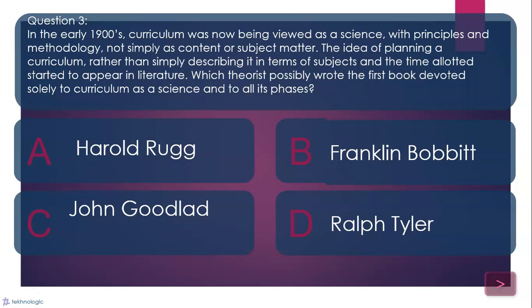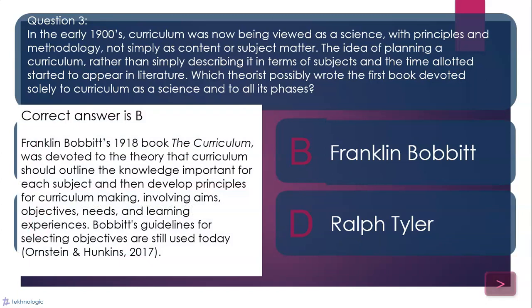The correct answer is B. Franklin Bobbitt's 1918 book The Curriculum was devoted to the theory that curriculum should outline the knowledge important for each subject and then develop principles for curriculum making, involving aims, objectives, needs, and learning experiences. Bobbitt's guidelines for selecting objectives are still used today.